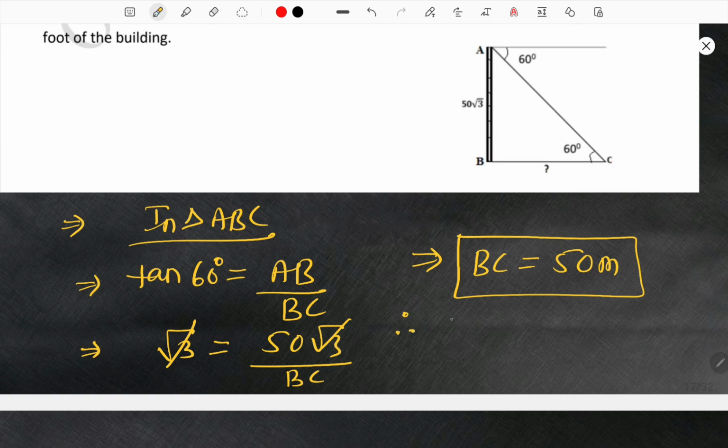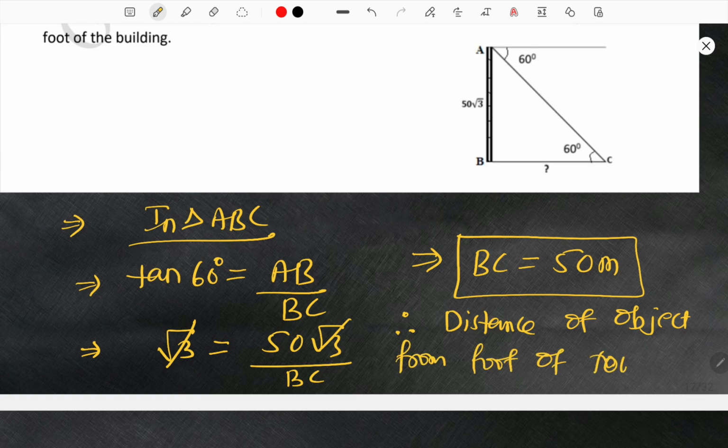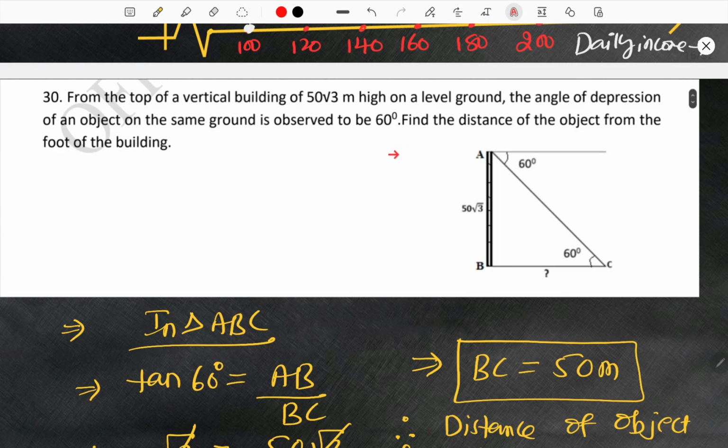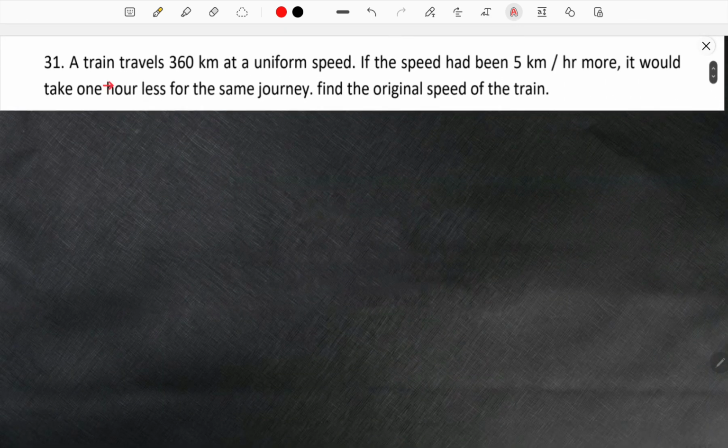So therefore we'll write: distance of object from foot of tower is equal to 50 meter. This is a very simple question which is framed, but usually the applications of trigonometry questions come for 4 marks. But right now this question was there in the question paper, that's why I am solving it. Alright, moving forward to the next question.